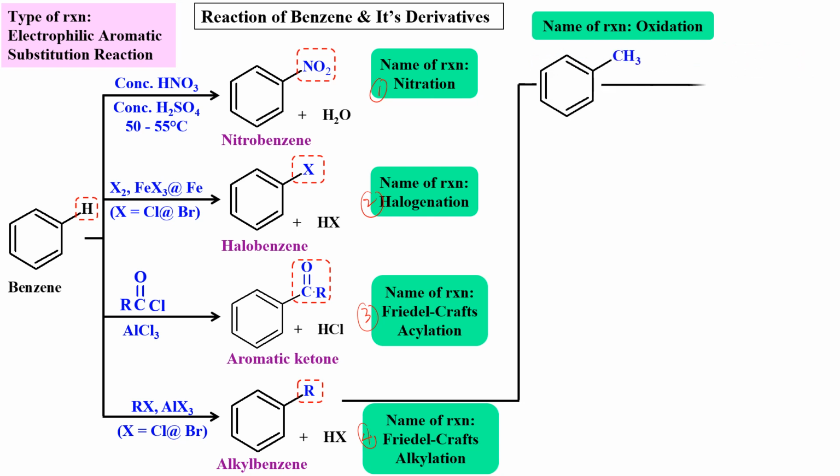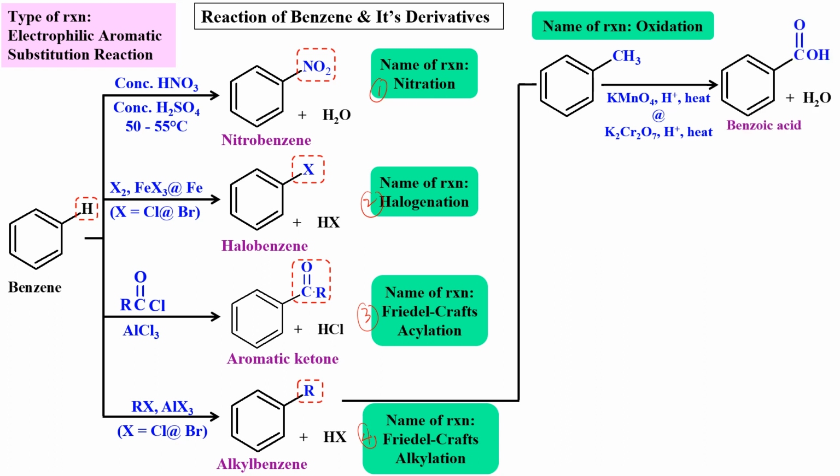Methylbenzene reacts with a strong oxidizing agent, acidified potassium permanganate with heat, or acidified potassium dichromate with heat. It produces benzoic acid and water. On the screen here you can see that only the CH3 will be changed to COOH. The benzene ring still remains unchanged.